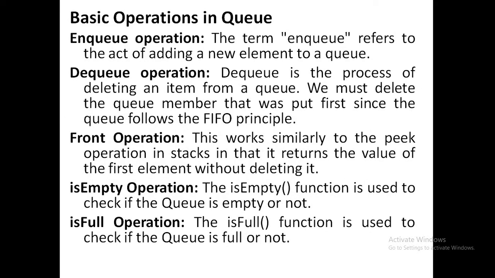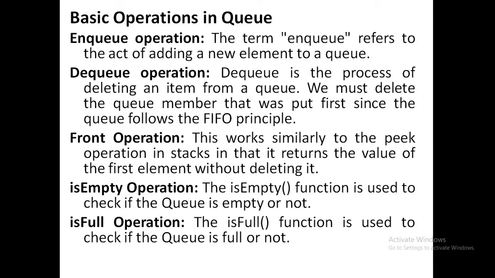Basic operations in queue. NQ operation. The term NQ refers to the act of adding a new element to a queue. DQ operation. DQ is the process of deleting an element from a queue. We must delete the queue member that was put first since the queue follows the first in first out principle.